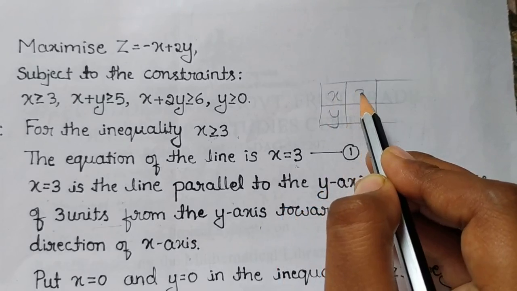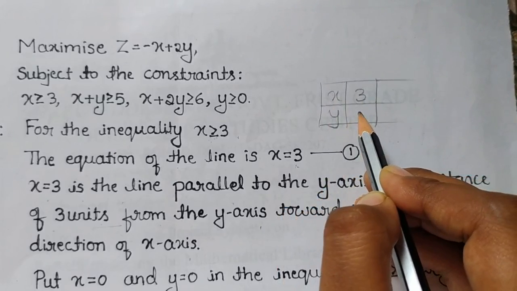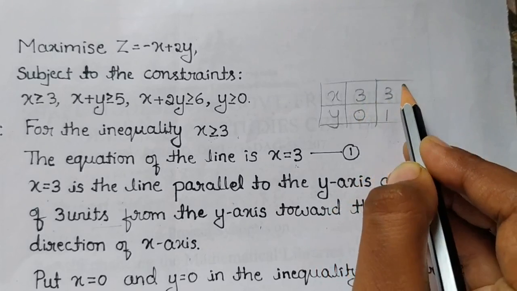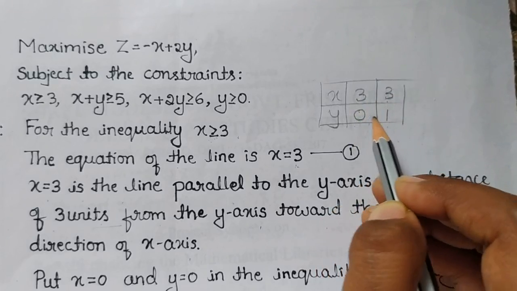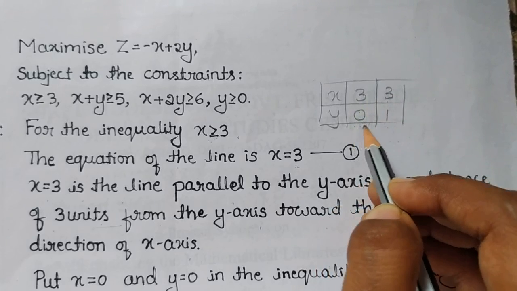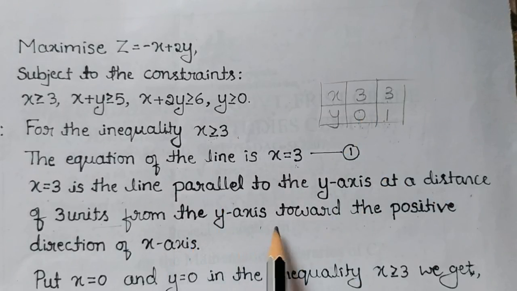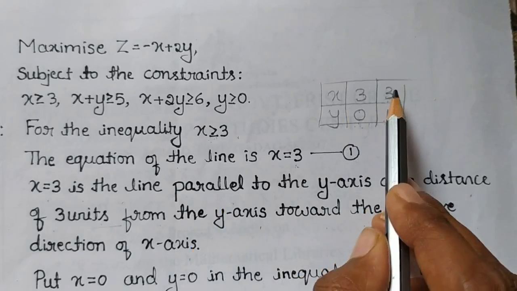Remember here x is fixed to 3. You can take different values for y. If y is 0, x is 3. If y is 1, again x will be 3. Now draw the line passing through these points, and you can write that the line passes through the points (3, 0) and (3, 1).